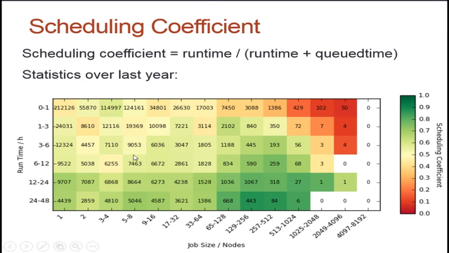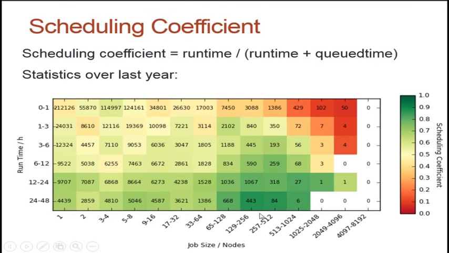So you can see, if you look on the y-axis, you've got the runtime of different jobs, binned from 0 to 1 hours, 1 to 3 hours, etc., all the way to 24 to 48 hours. On the x-axis, you've got the size of the job requested by users, 1 node, 2 nodes, all the way up to over 4,000 nodes.